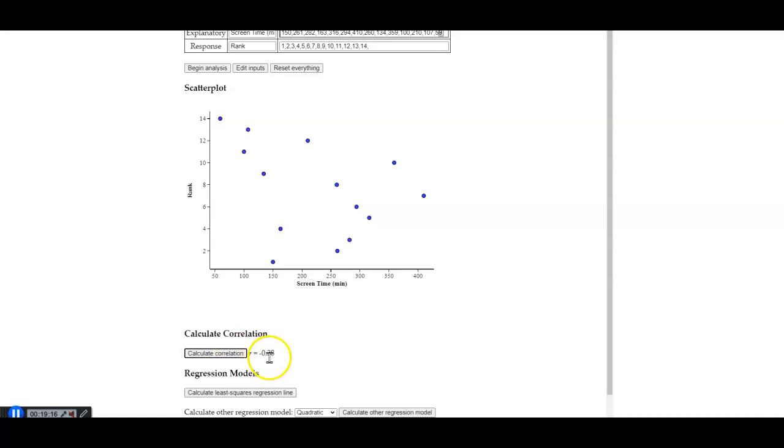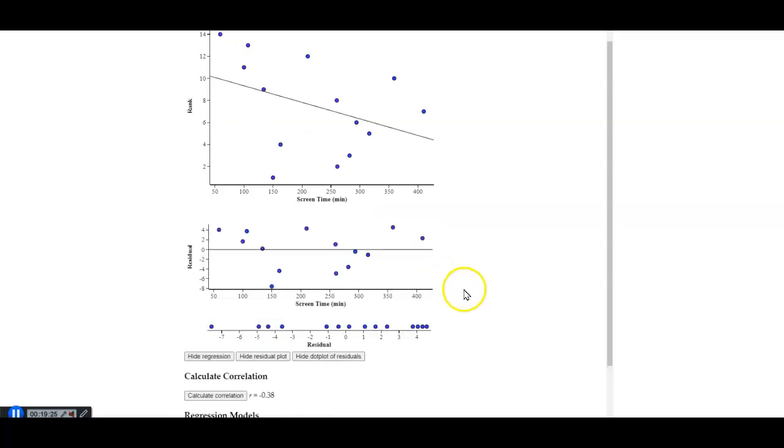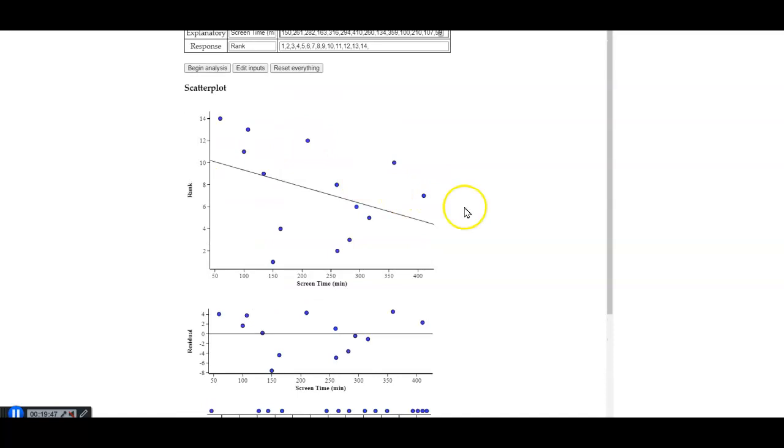Correlation, negative 0.3. So we've got a negative, and 0.3 would be weak. And there's our line. It's weak because if you look at the residual graph, the distance that these are from this diagonal line are far. The dots aren't close to this horizontal line. You've got them spread all around it, but not real close. So what this is telling you is screen time is not necessarily a good predictor of how popular the character is.